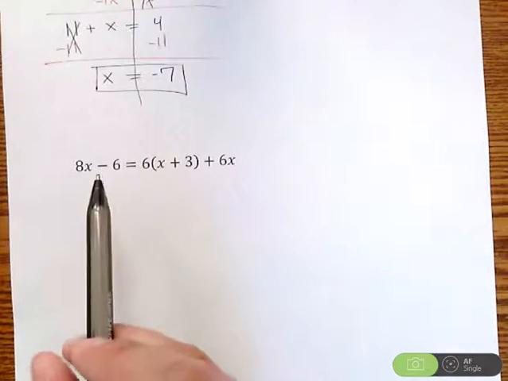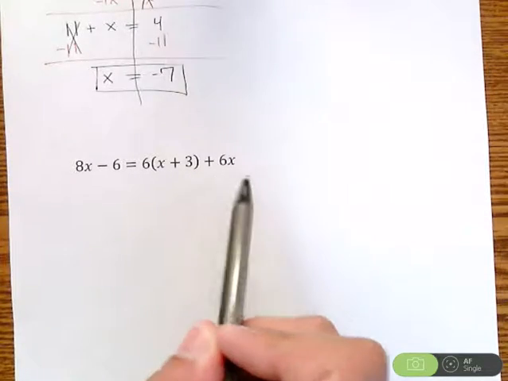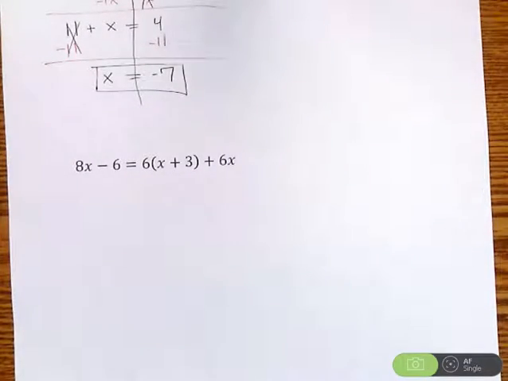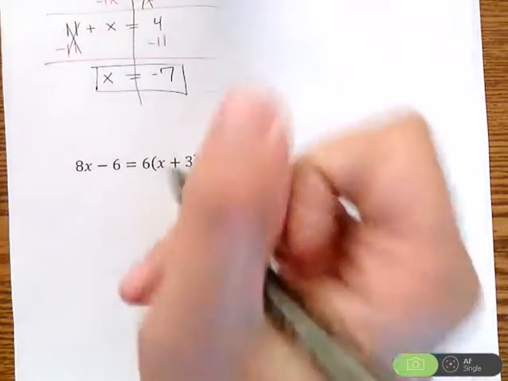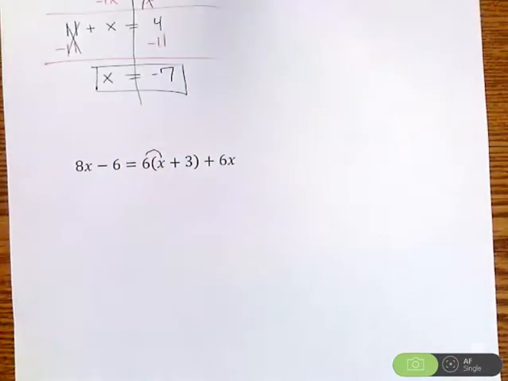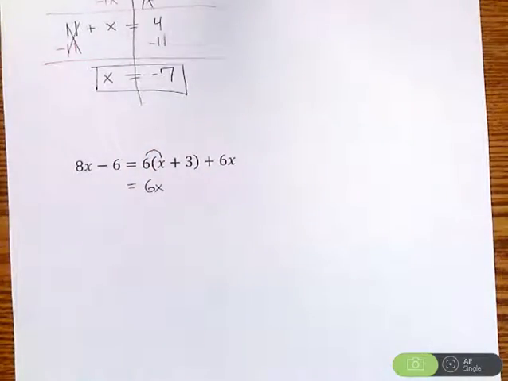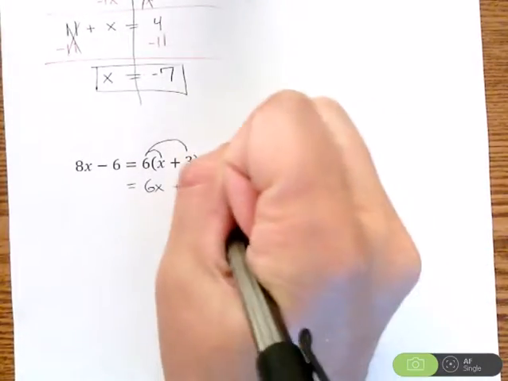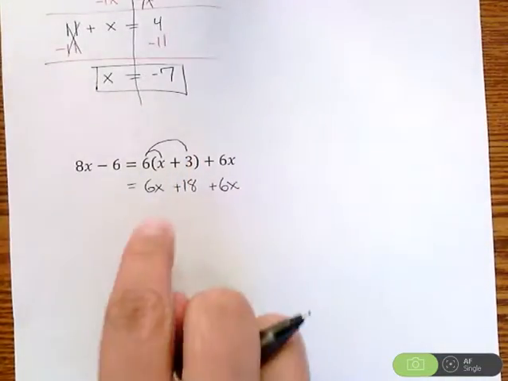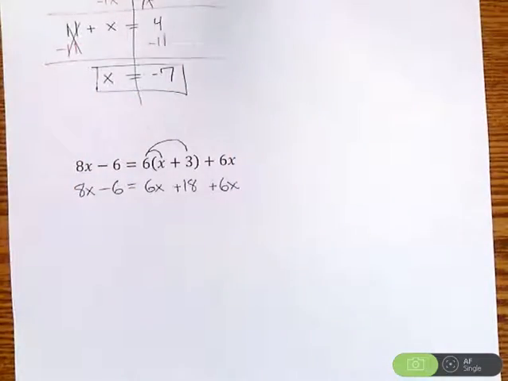So I have 8x minus 6 on the left. On the right I have 6 times the quantity x plus 3, plus 6x. Before I jump into trying to get all my x's together, the first thing I see is the parentheses. So what I like to do is distribute, which is multiplying. I'm going to take this 6 times that x, which is 6x, and distribute this 6 to the back end, 6 times 3, which is 18. Still have a plus 6x on the back end. So 6x plus 18 plus 6x. On the left side, I haven't touched it yet, 8x minus 6.